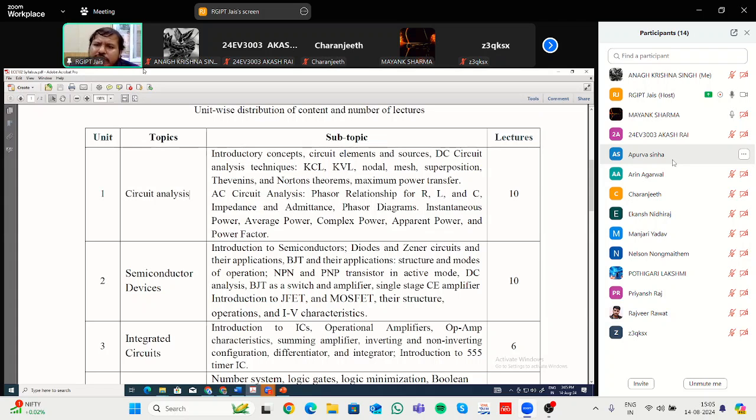So 4 network theorems we will do: superposition, Thevenin's, Norton's, and maximum power transfer. There are many others that we will cover in our network analysis subject that you will learn in your second year.